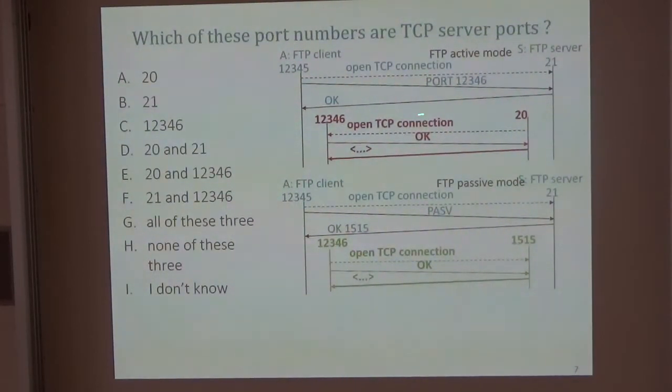Now, small questions. The classical FTP is this way. The so-called passive mode FTP is that way. So there are subtle differences, as you can see. And the question is, on all those port numbers, the FTP well-known port numbers are 20 and 21. The other port numbers are temporary port numbers allocated by the operating system. Which of those port numbers are TCP server ports?